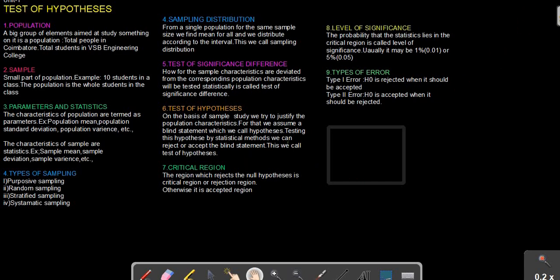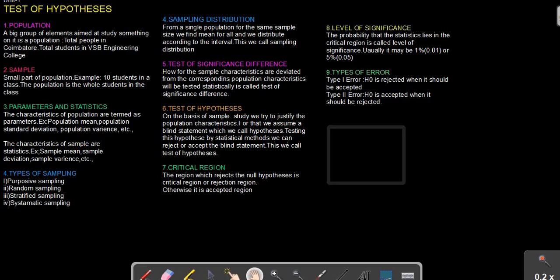The next one is parameters and statistics. We know what parameters are. The characteristics of the population are called parameters, and the characteristics of the sample are called statistics. Right.